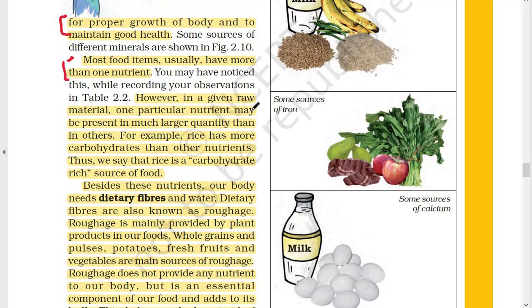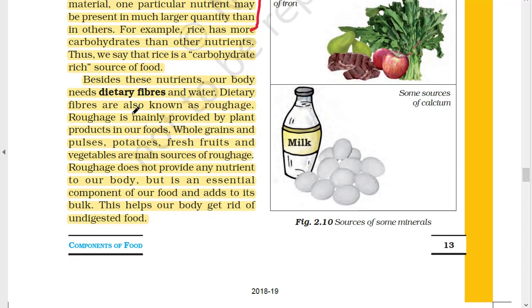However, in a given raw material, one particular nutrient may be dominant, that is present in much larger quantity than in others. That's why we call it by that name. For example, rice is a carbohydrate rich source of food because it contains more carbohydrates than other nutrients. And last, we know roughage, that is the dietary fibers and water.